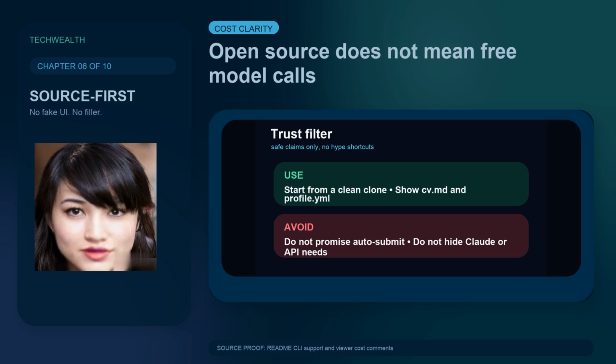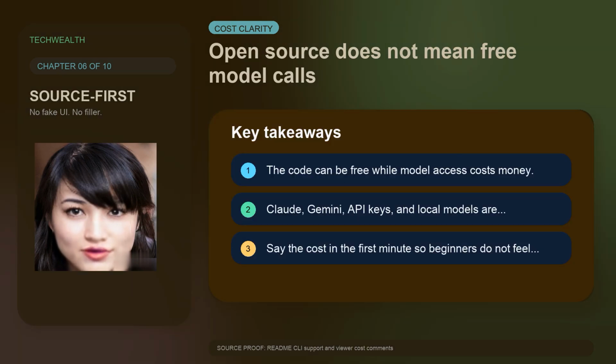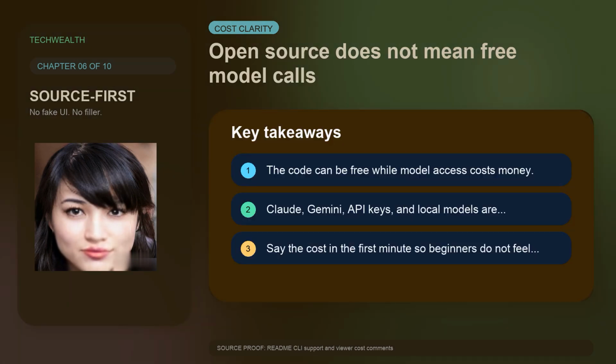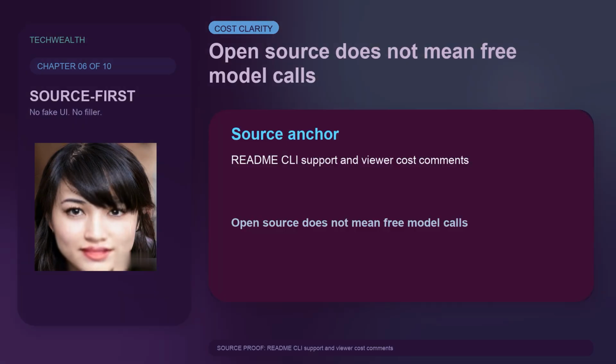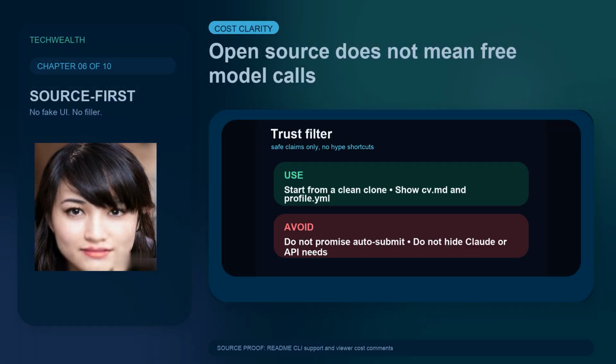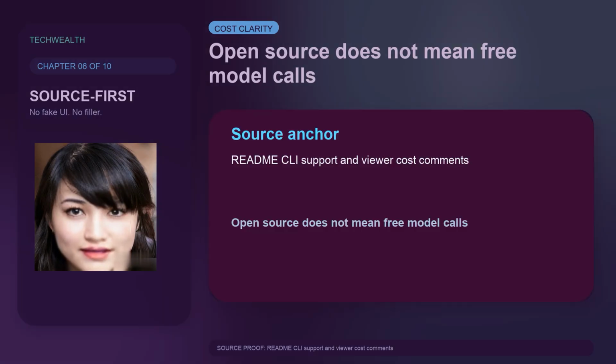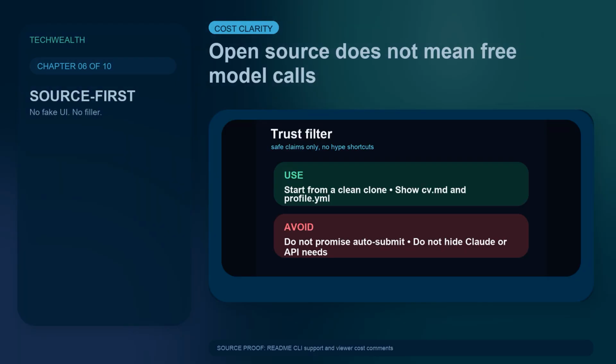This is the part that should be said earlier in every video. Open source means the code is free to inspect and run. It does not mean every model call is free. Claude Code, Gemini CLI, API keys, local models, and browser automation are separate decisions with separate limits.